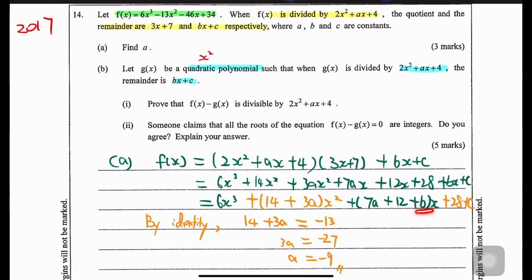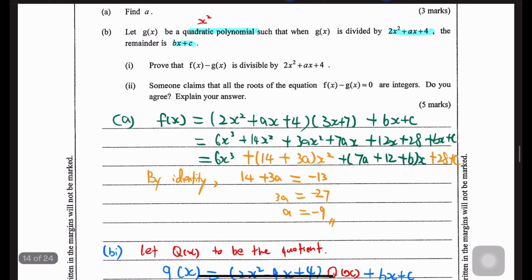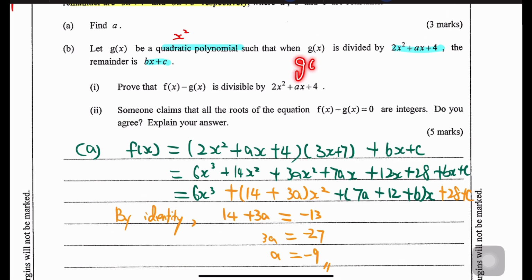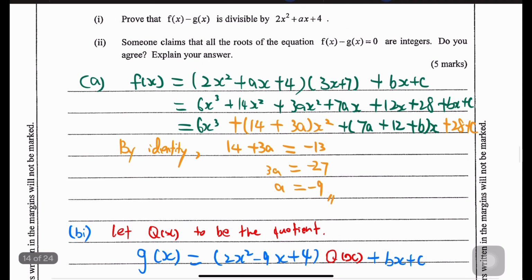Do we need to find b and c? This is not mentioned in this question, so you can find it or you can just leave it. Okay, go to b. Let g(x) be a quadratic polynomial such that when g(x) is divided by another quadratic polynomial, the remainder is bx plus c. It means that when g(x) is divided by this one, we will have a quotient, but we don't know the quotient yet, so we write q(x) and then plus the remainder, okay?